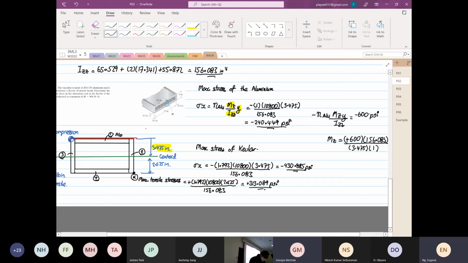And then that's divided by 1. So this will be equal to 600 multiplied by 156.083 divided by 3.475 divided by 1, which is equal to 26.95 times 10 to the power 3 pound inch.